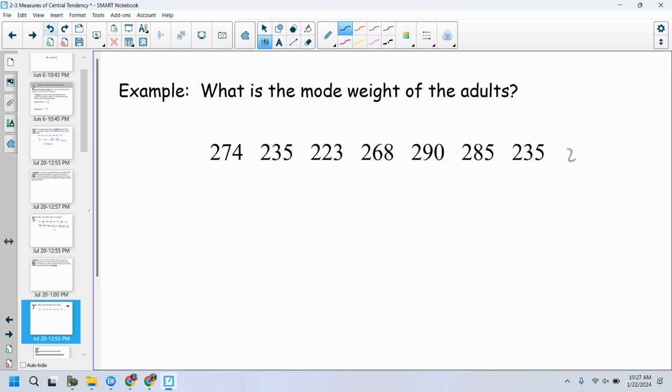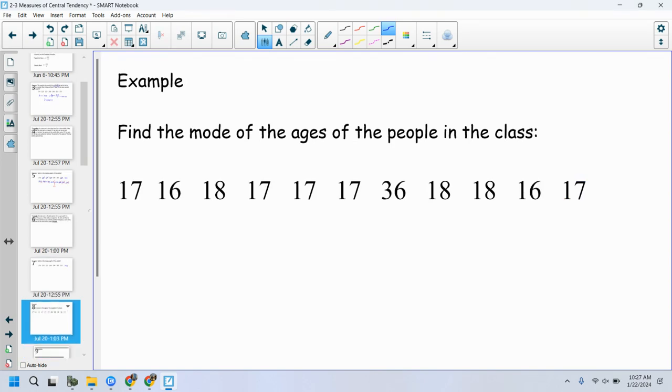Now think about this. If I add in my big guy, my 700-pounder, the mode was 235. What's my mode now? Still 235, right? So the mode is not affected as much. Well, no, you're right. Yeah, I said that right. The mode is not affected as much or at all when I add in an outlier. Okay? All right.